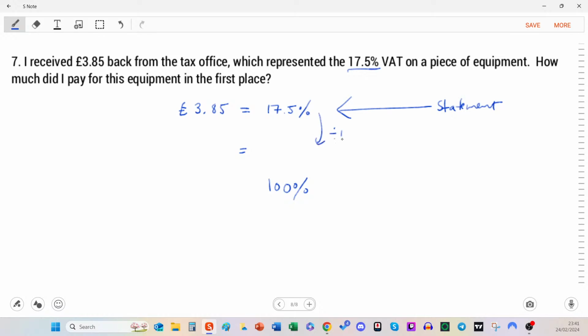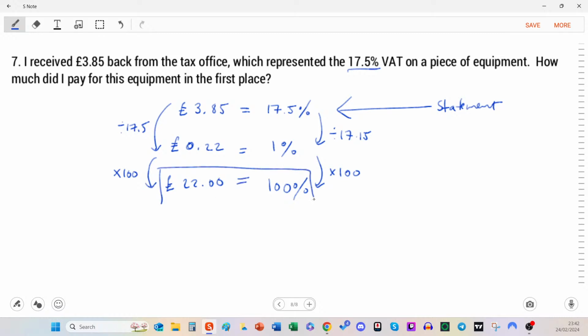If we divide by 17.5, what we get is 1%. And you can see how that would be advantageous, hopefully. So 3.85 divided by 17.5 is going to give us 0.22. Just to be clear, you have to divide both sides, okay? And then straightforward, I hope, we times that by 100, and we end up with 22. And that's what we're after. What was it originally? That's 100%. So £22.